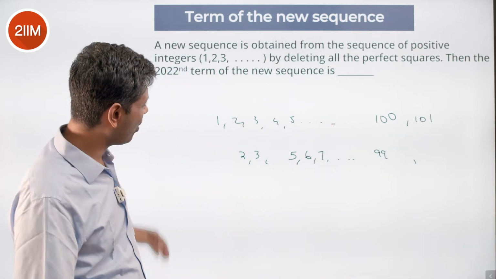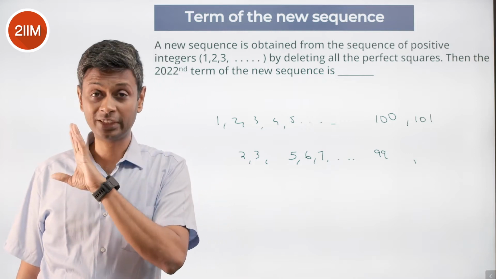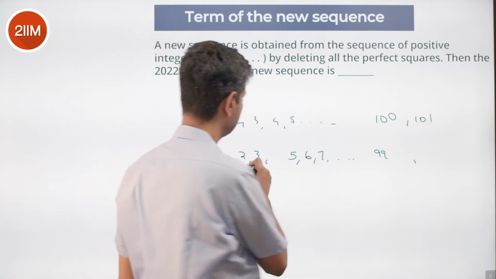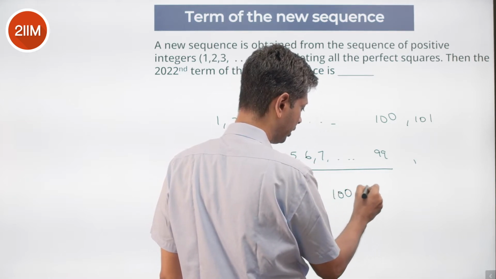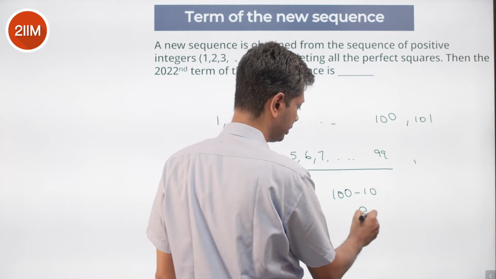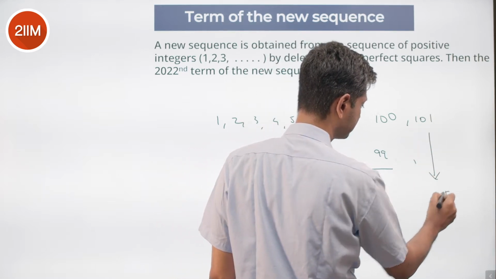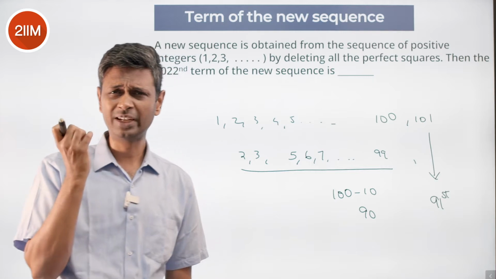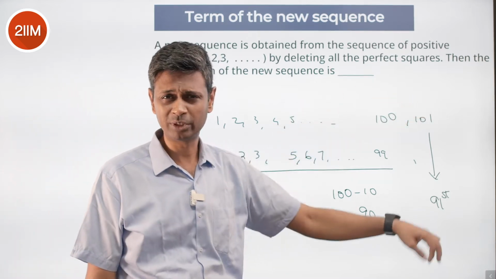If I take all numbers till 101, there are 10 squares sitting there. How many numbers get used? 100 minus 10, 90 numbers get used. 101 is the 91st number. Square plus 1, I can simplify like that.